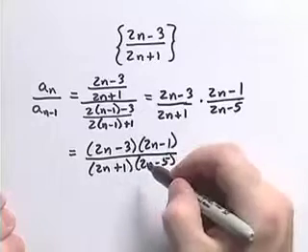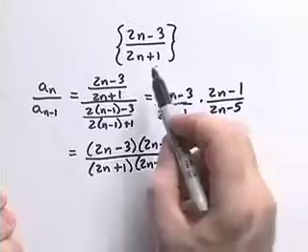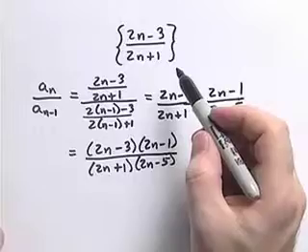This is not a constant. Therefore, we can say that this sequence is not geometric. So it turns out that this sequence is neither arithmetic nor geometric.